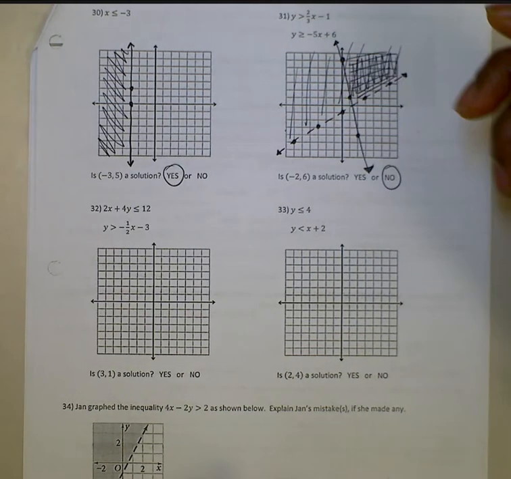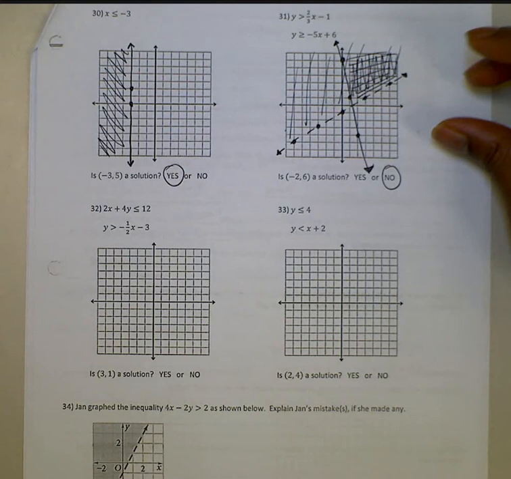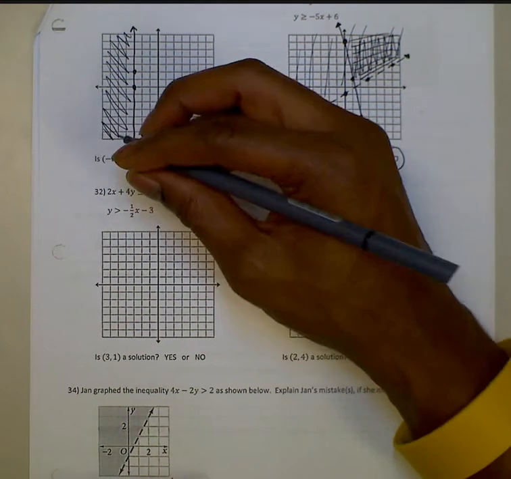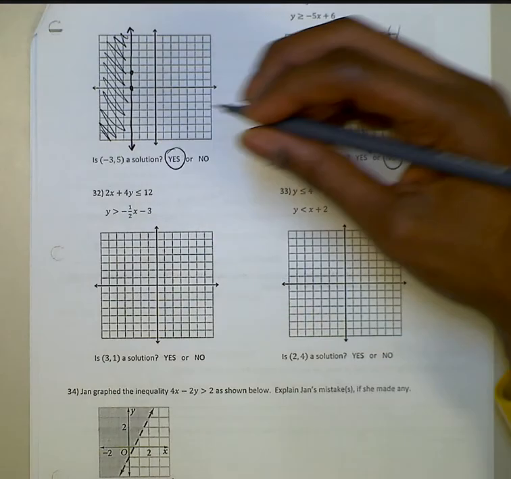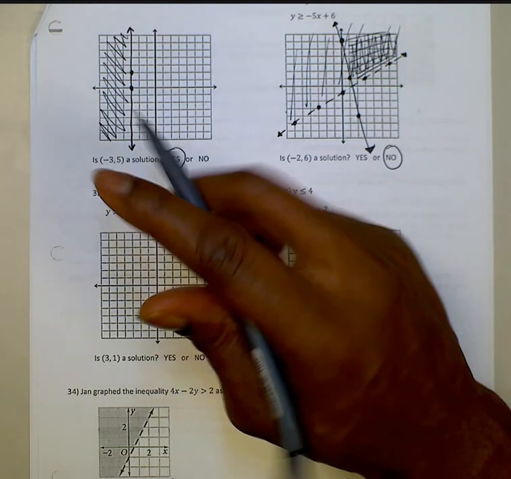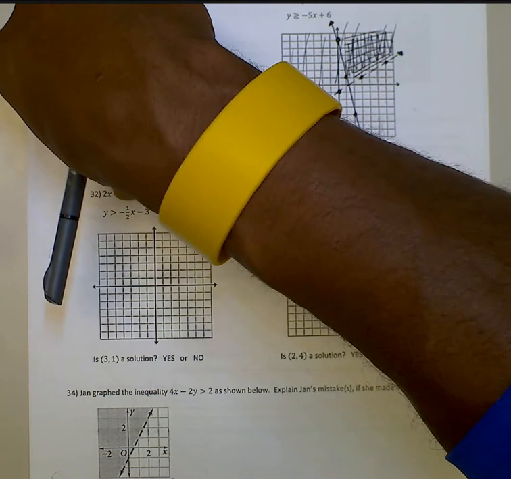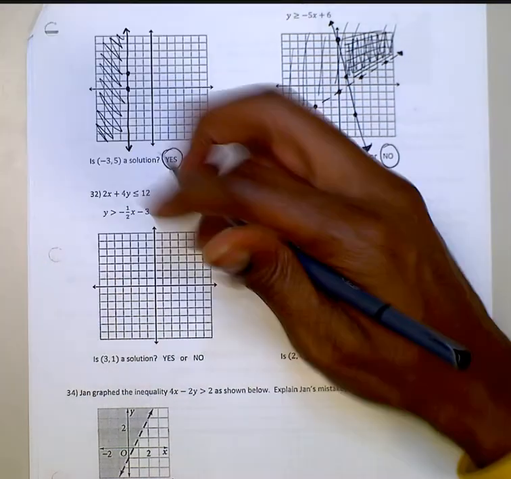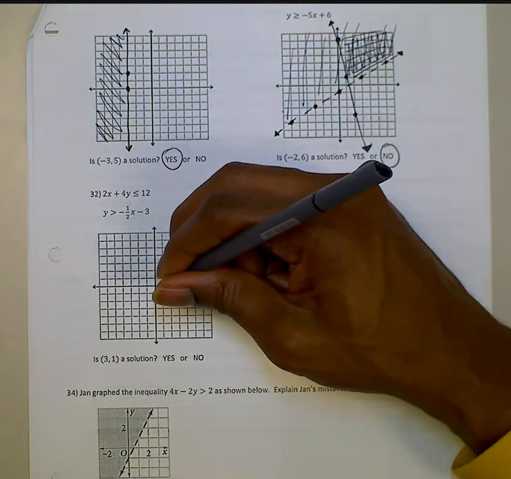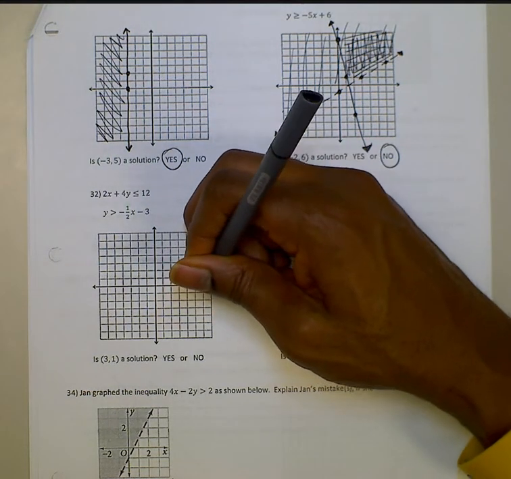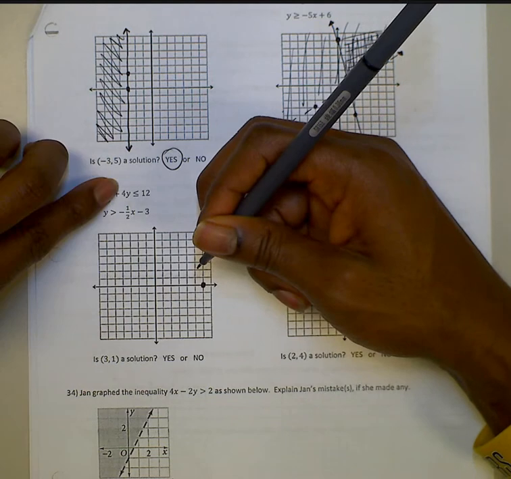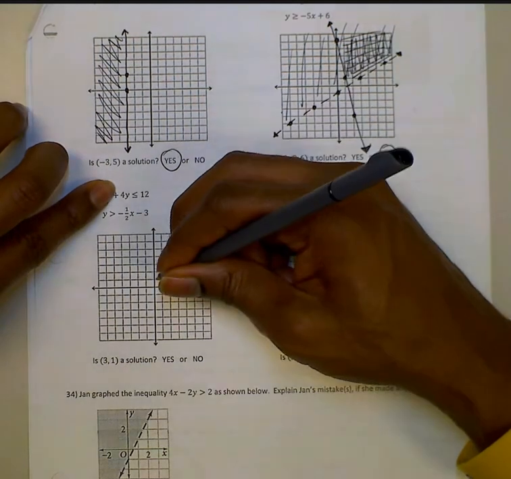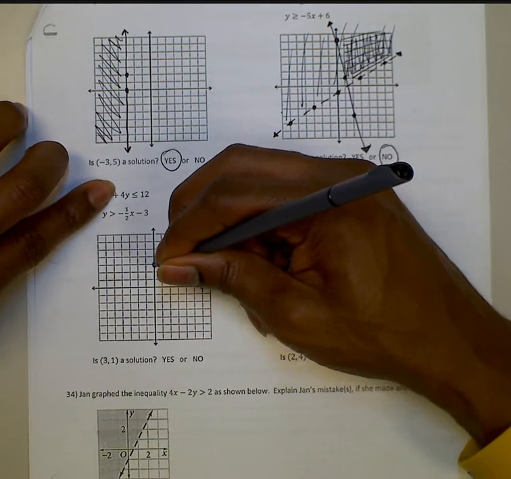Alright. Some more graphs here. 2x plus 4y equals 12. I'm going to use my intercepts here. So 2x, x is 6. 1, 2, 3, 4, 5, 6. For 4, my y is 3. 1, 2, 3. Okay, my line should go between here.